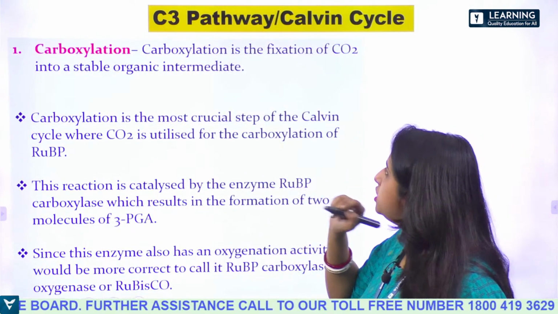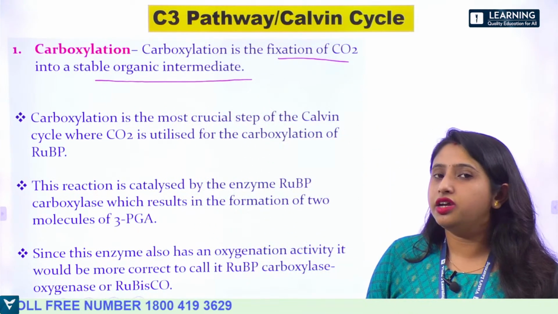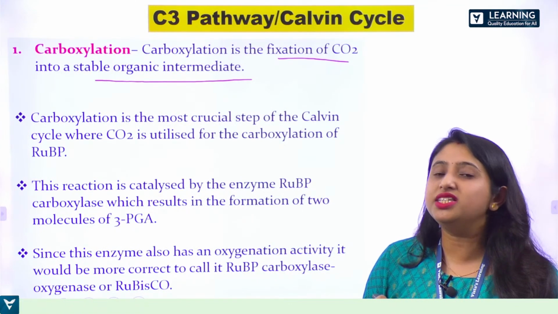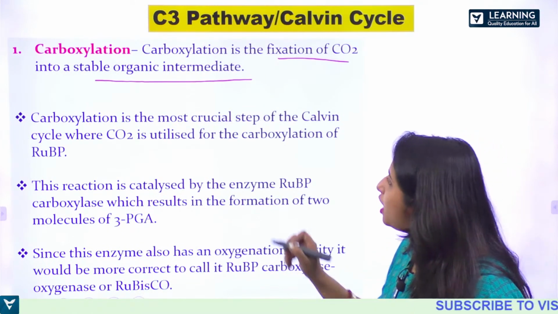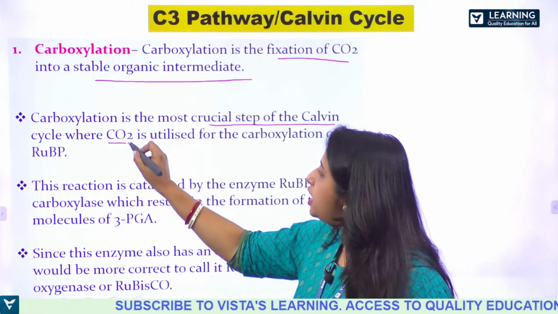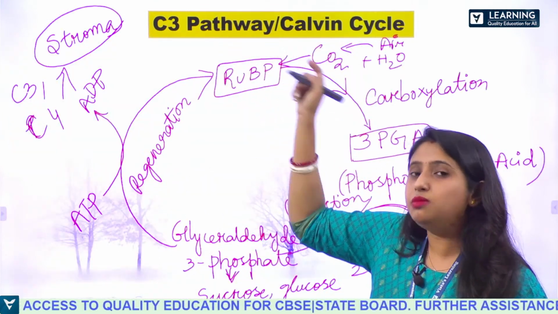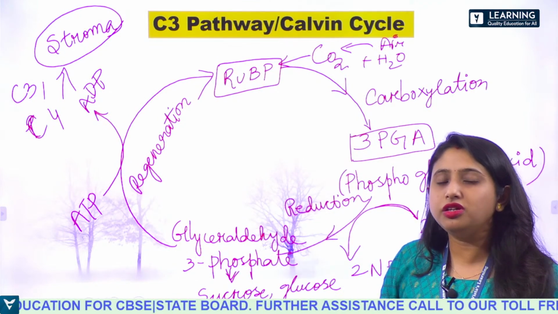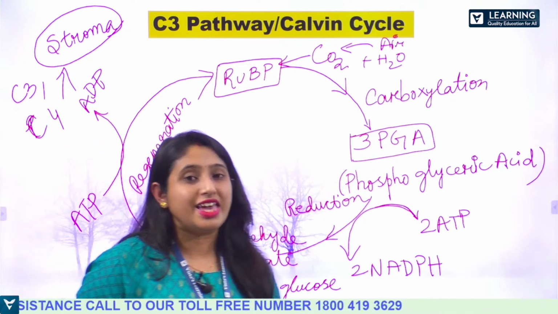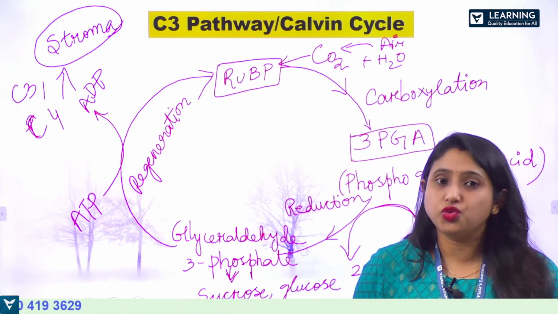You can see that carboxylation is the fixation of carbon dioxide into a stable organic intermediate. So what is this carboxylation? Here fixation of carbon dioxide takes place and a stable product is formed. Carboxylation is the most crucial step of the Calvin cycle, where CO2 is utilized for the carboxylation of RUBP. As you can see, CO2 comes and binds with the RUBP, so it leads to the formation of the first stable product, phosphoglyceric acid, which is a 3-carbon molecule. That's why it is known as the C3 pathway.